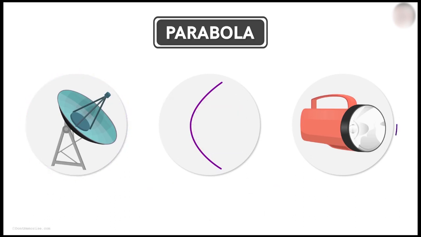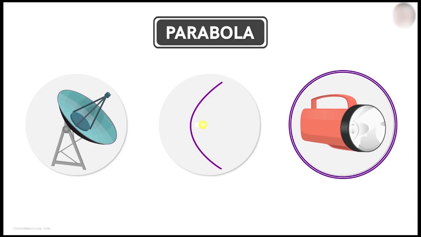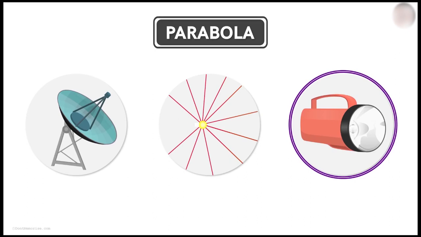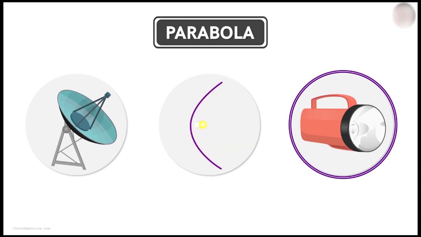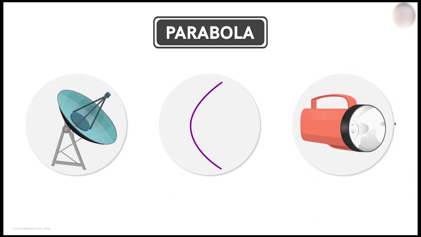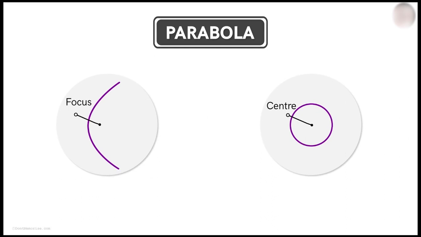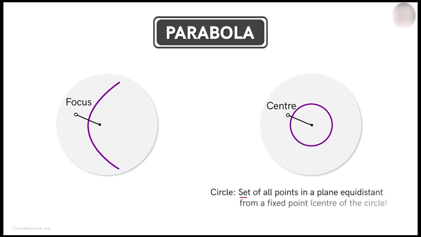For example, in the case of a torch, a bulb is placed at the focus of the parabolic mirror. We know the light emitted by the bulb spreads in all directions. But due to the parabolic mirror, the light emitted in this direction is reflected in the forward direction like this. So we see that a parabola is a U-shaped curve related to which there is a special point called its focus. A focus point of a parabola is similar to the center point of a circle. And so, as in the case of a circle, a parabola is actually defined using its focus point.